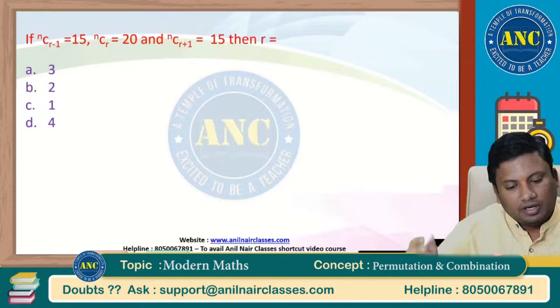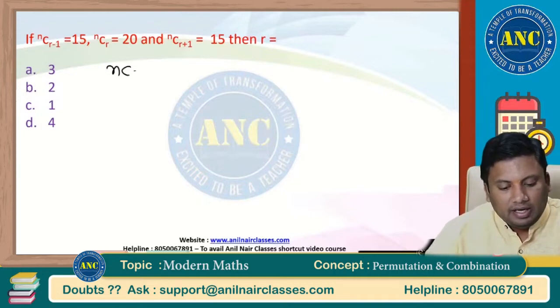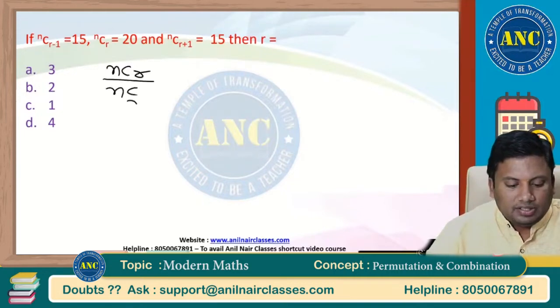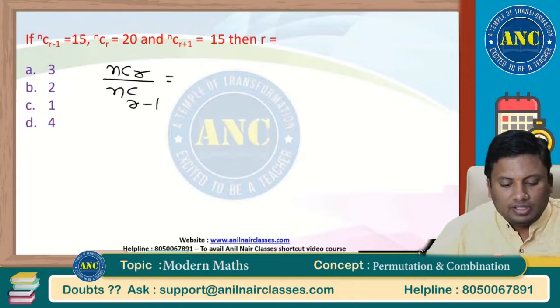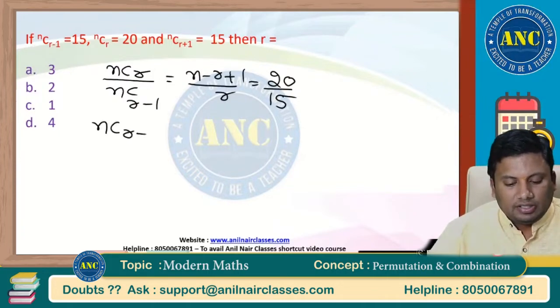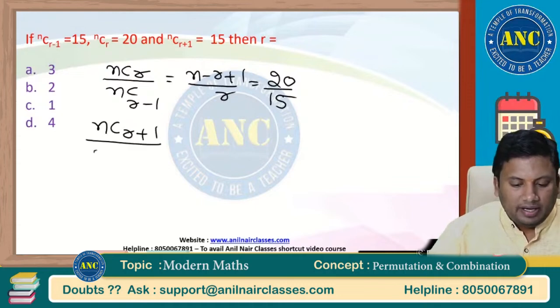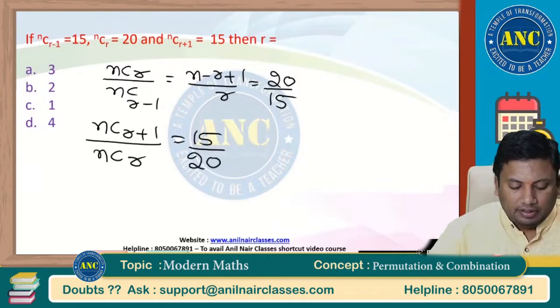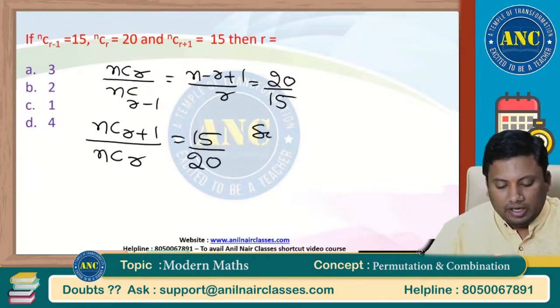nCr minus 1. So first I will give an idea. Divide nCr by nCr minus 1, which is nothing but n minus r plus 1 by r, equal to 20 by 15. Next, divide nCr plus 1 by nCr, which is nothing but 15 by 20. So solve these two equations, and you will get it.